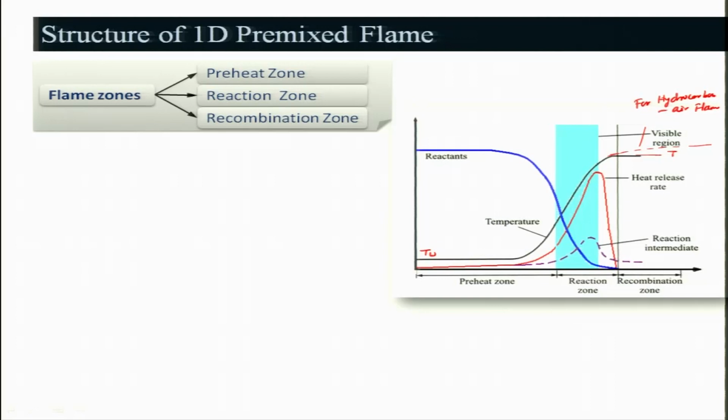This is Tf, the flame temperature, and if I consider this as adiabatic, then it is equal to the adiabatic temperature, considering that there is no heat loss from the flame. But in a real situation there will be heat losses, so the temperature will be lower than the adiabatic temperature. Now, if you look at the reactants, the reactant is fuel plus oxidizer, it can be air or any other thing.